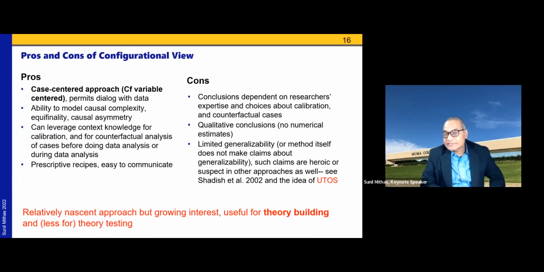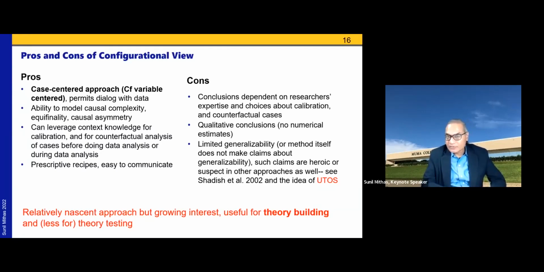There are some cons as well. So the conclusions are dependent on researchers' expertise and choices about calibration and counterfactual cases. So if you are using the configurational approach, or if you're reading papers that are using the configurational approach, you need to have a lot of confidence in the expertise of researchers that they did the right calibration to achieve the results that they are documenting in the paper.